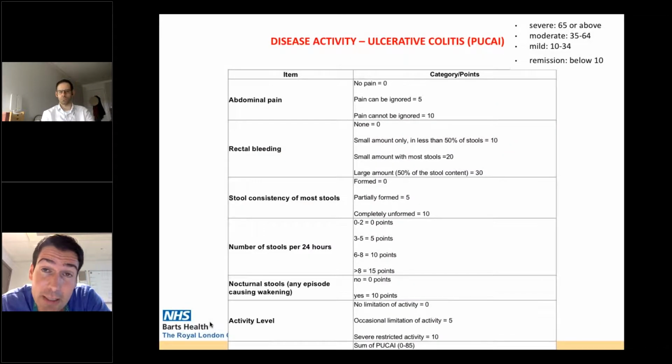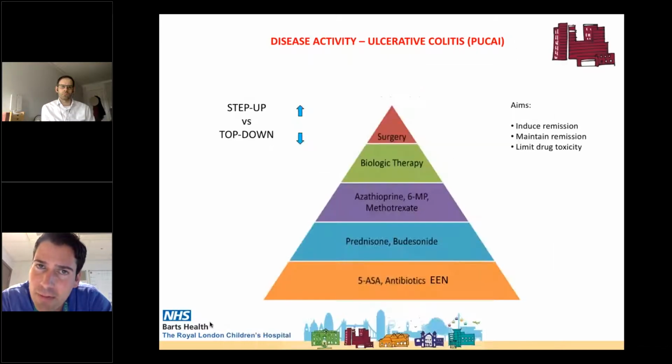And similarly, for ulcerative colitis, you ask them about abdominal pain, rectal bleeding, stool consistency, number of bowel openings over 24 hours. Are they opening the bowels in the middle of the night and waking up for that? That's nocturnal symptoms. And the general activity level. And the sum of all these scores will give you the final result. If it is 65 or above, we're talking about acute severe colitis. That's a severe presentation we discussed when we mentioned the Montreal and Paris classification of ulcerative colitis at the very beginning. So it's very important to know how severe it is. If it is severe, it's very likely the child will need to be admitted for more intensive treatments.